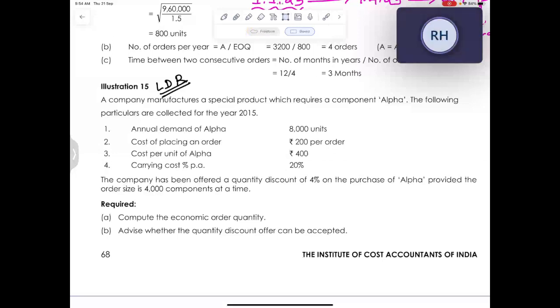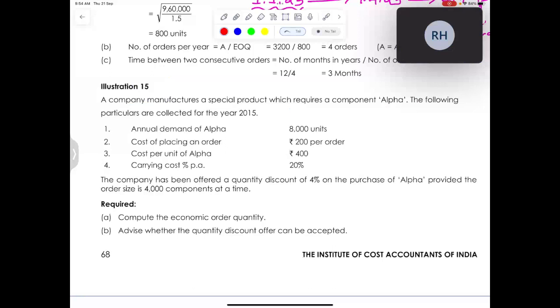Okay my dear students, sorry for the interruption. There is some technical issue due to which that screen is not visible to you. So now let's start question number 15. A company manufactures a special product which requires a component alpha. So this is very important. Alpha is my raw material, and the EOQ and the ROQ are only and only related with the raw material. The following particulars are collected for the year 2015.